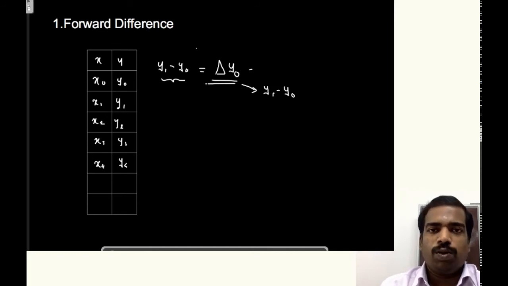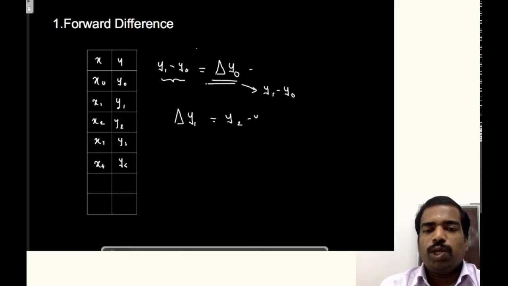Minus y0. So if you write delta y1, what does it mean? Delta means forward. So what is the next functional value of y1? It is y2. y2 minus y1. You can express this y2 minus y1 in terms of the forward difference operator as delta y1. Hope you understand. So delta stands for forward difference operator.